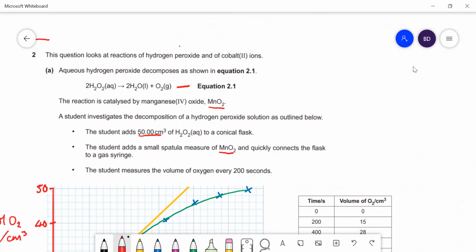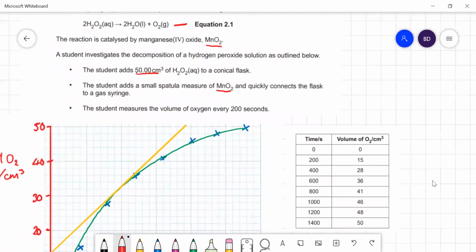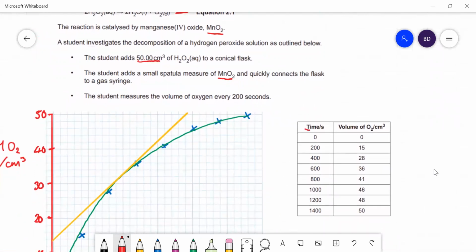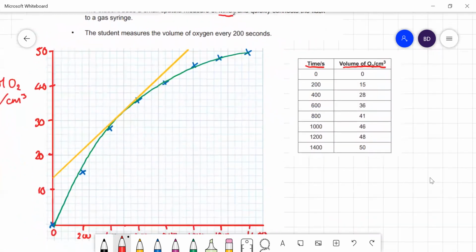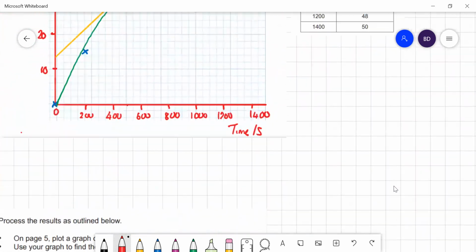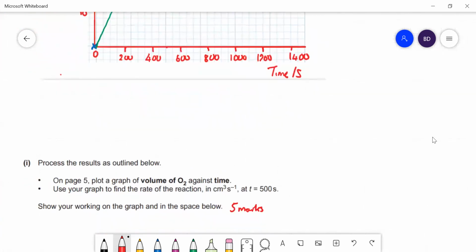You see, you're going to have to plot a graph here, which I've done already, and it's in the next part of the question. So there's the results, there's the time, and there's the volume of oxygen produced with time. Okay, now let's see what the question says. It says, process the results as outlined below. Plot a graph of volume of oxygen against time and use your graph to find out the rate of reaction at that point. Okay, right, so we're going to do that.